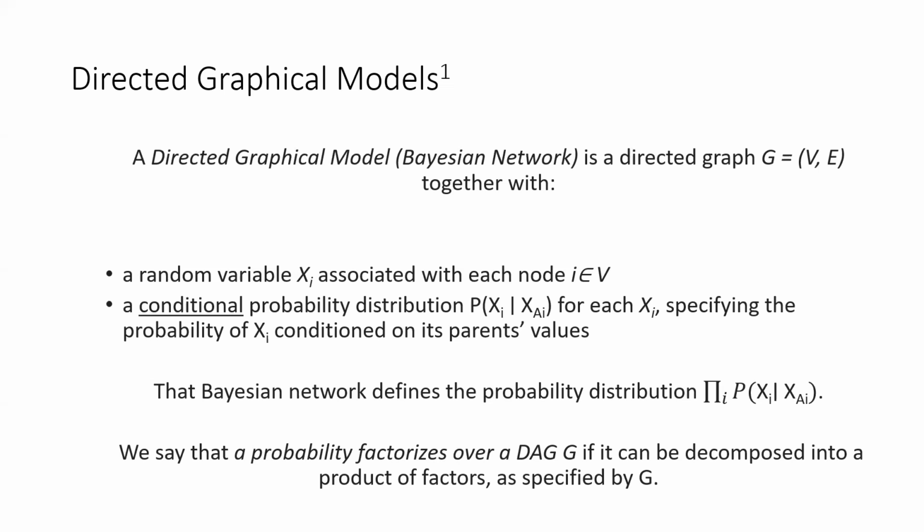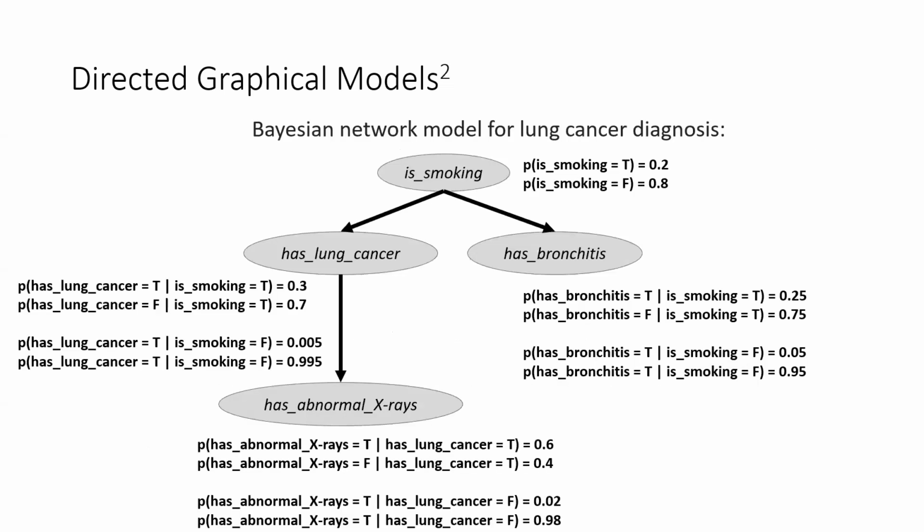And just for nomenclature, we say that a probability distribution factorizes over a DAG, G. The DAG here is a directed acyclic graph. A directed graphical model factorizes over the DAG if it can be decomposed into a product of factors as specified by G. That means that the dependencies that we see from this decomposition are represented in G, we can see them in the graph structure. Okay. That's a lot of words, and we will see a simple example.